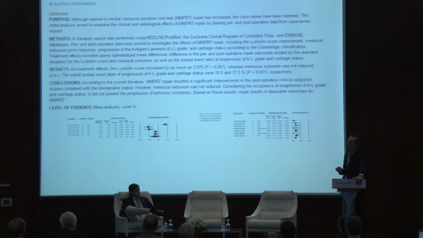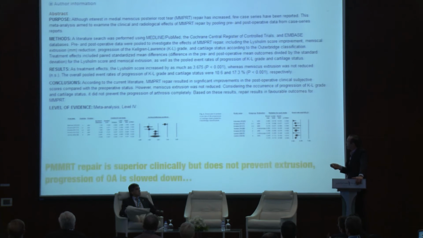Another very interesting study is a meta-analysis of the clinical and radiological outcome of posterior medial root tears. In this recent study, they clearly showed that the posterior medial meniscus root tear repair is clinically superior, but on average it does not prevent extrusion. It does not on average prevent progression of OA, but it will slow down the progression of OA. So that's very interesting data. If you have a painful patient and you're going to do a repair, they're going to be better after surgery, but we will still have extrusion and the progression of OA will not be stopped, but it will be slowed down. That's very interesting data.